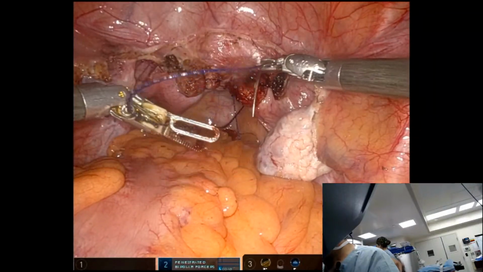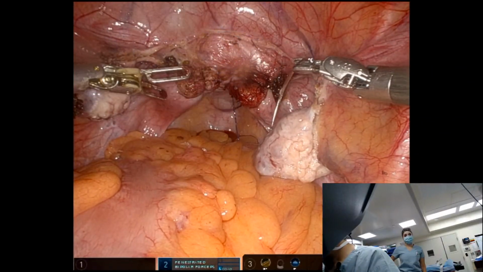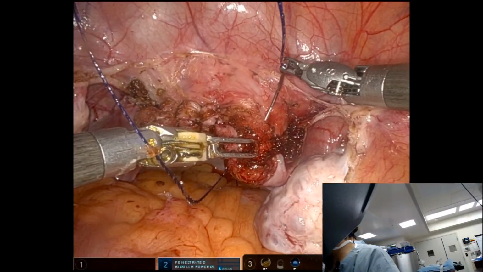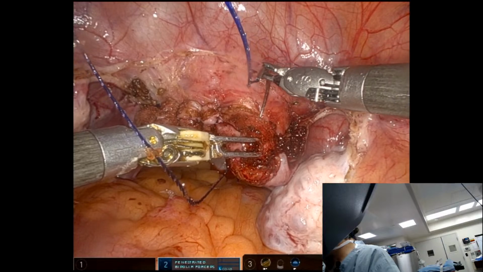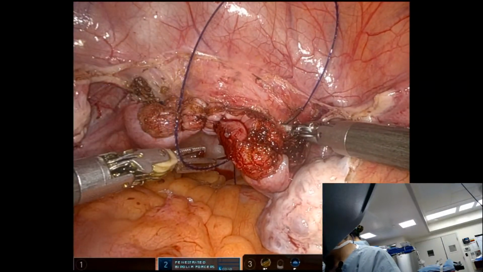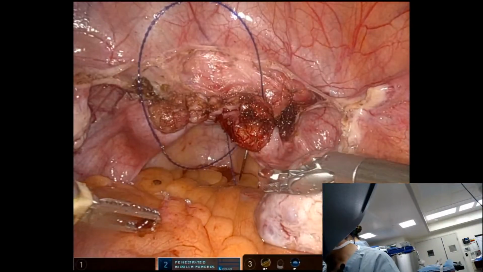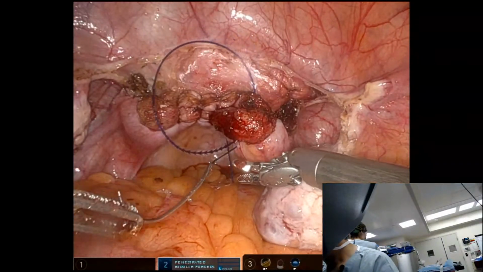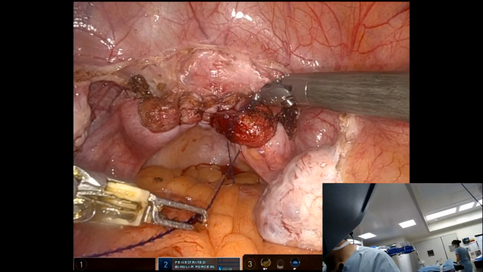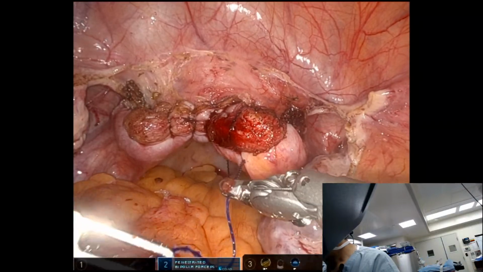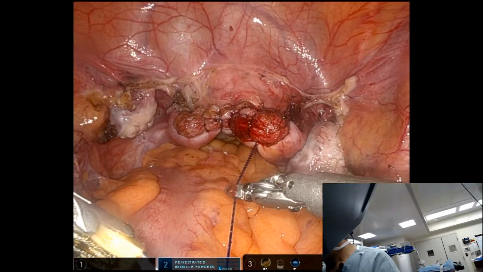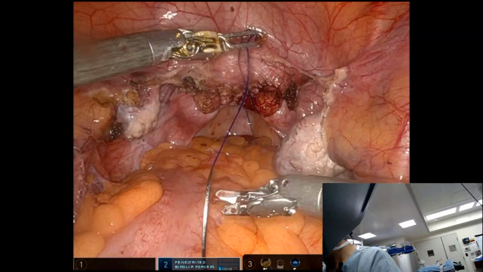Well, at this point we finish the procedure. Again, this is an outpatient procedure. Patients will stay in the recovery room for a few hours, usually 3 hours, 4 hours. When they wake up, we see that the pain is well controlled, that they're able to void, and then they go home. They have a follow-up in 2 weeks.